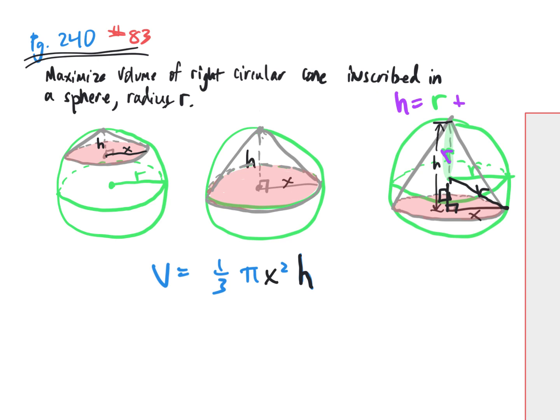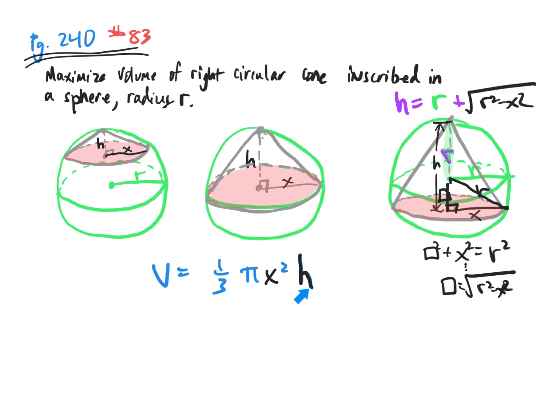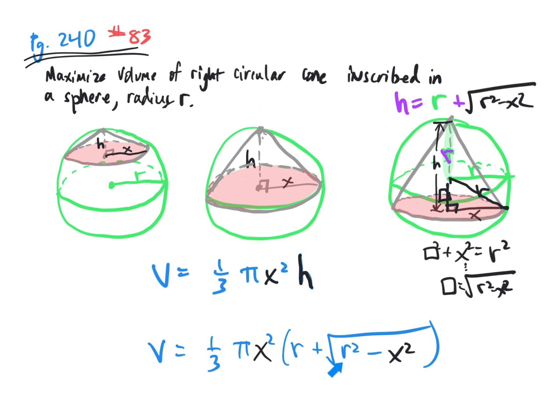And now we can find out what this is going to be. That unknown leg squared plus x squared equals the hypotenuse squared. So that unknown leg is the square root of r squared minus x squared. And now we can express the height of our cone as the radius of the sphere plus that dimension. All right, so now we can rewrite the formula for the volume in terms of only one variable, x. There it is. Remember, r is actually a constant. It's the fixed radius of the original sphere.